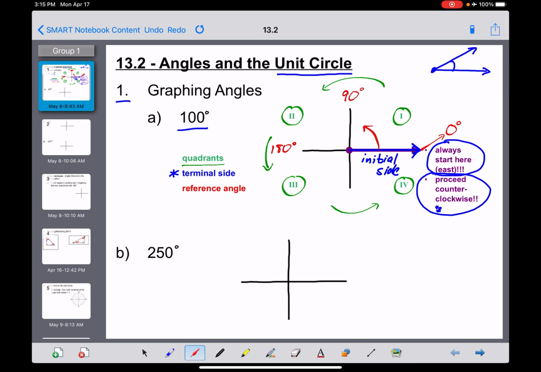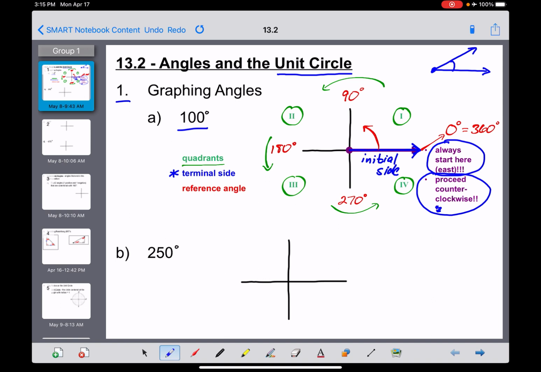Keep going counterclockwise another 90, and 270 degrees would be located down here due south, or you could call that 6 o'clock on a clock. And if you kept going another 90 degrees, you'd get right back where you started. So 360 degrees is actually the same position here as 0 degrees. Those are called coterminal angles, and we'll get to that in a second.